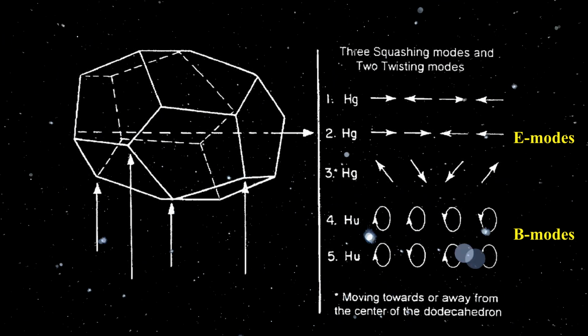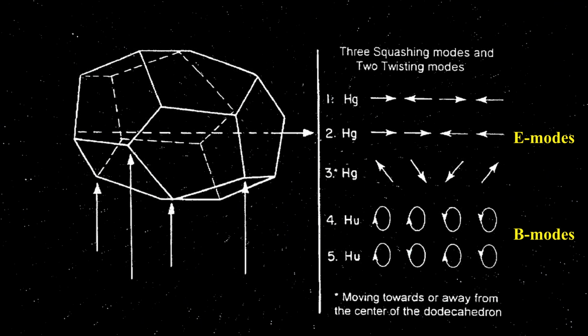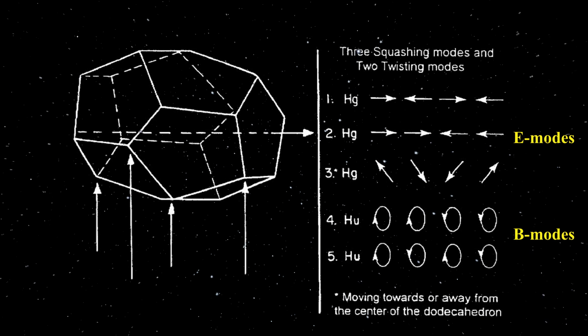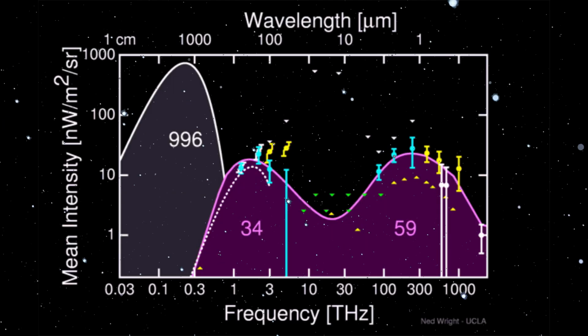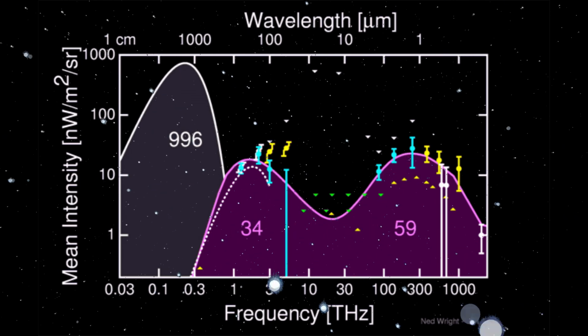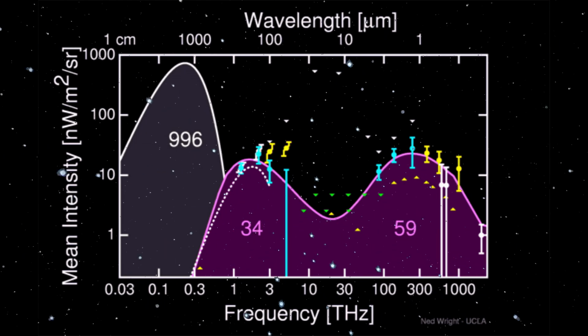This may be due to twice the power of the 3 water cluster Hg squashing vibrational modes compared to that of the 2 Hu twisting modes, power being proportional to the squares of their amplitudes. They vibrate and twist at terahertz frequencies, contributing radiation to the CMB between 1 and 6 terahertz.